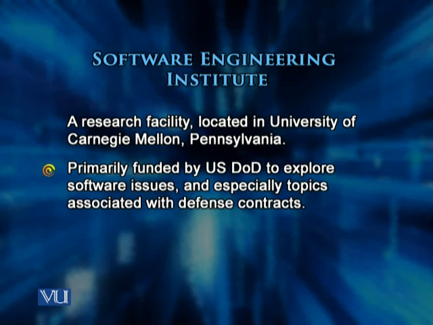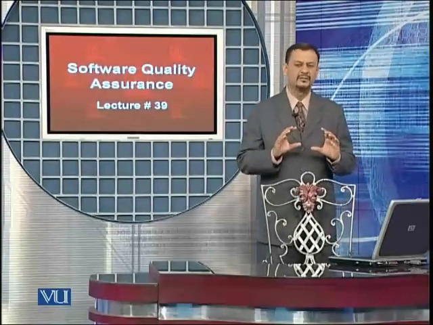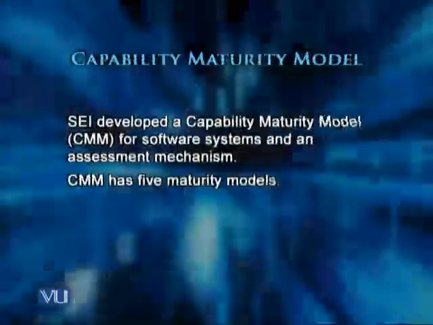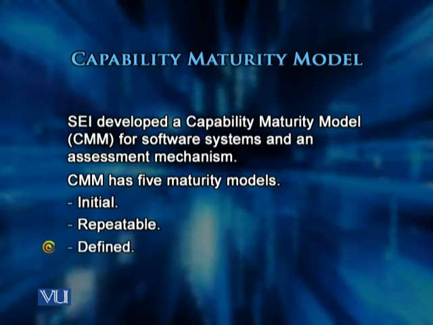And so the Software Engineering Institute developed the Capability Maturity Model, or CMM, for software systems as an assessment mechanism to determine where an organization stands with respect to the criteria that they had developed. Initially, they had developed an assessment method, and after that, CMM for software was created. CMM for software was very successful. It has 5 maturity levels. They are initial, repeatable, defined, managed, and optimizing.